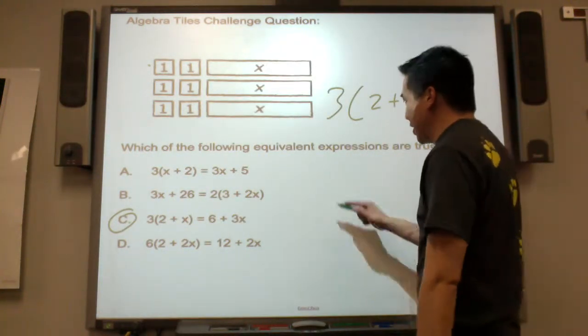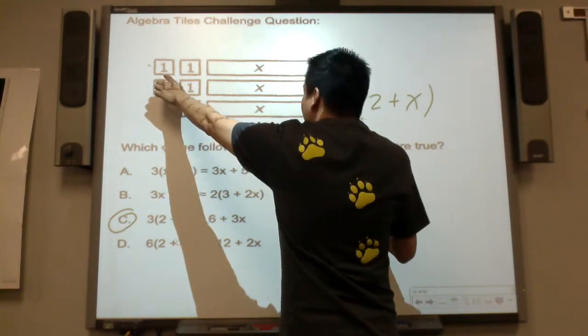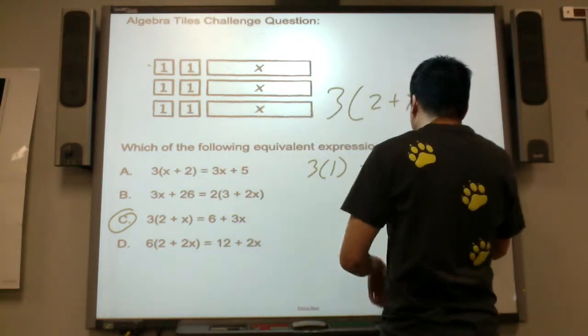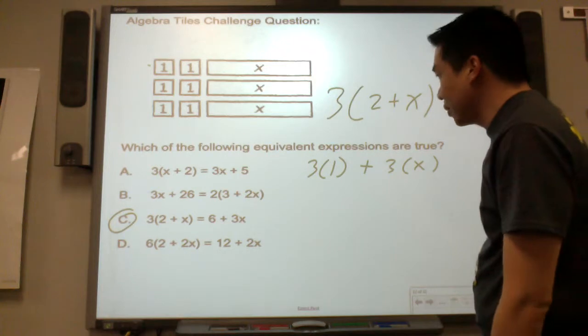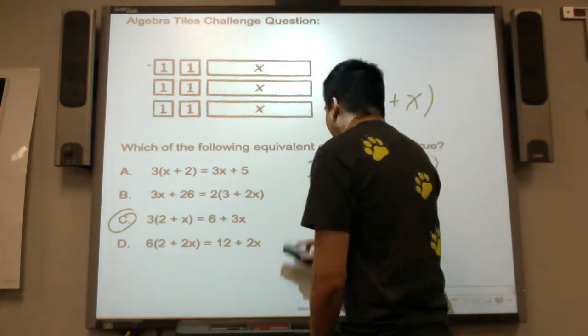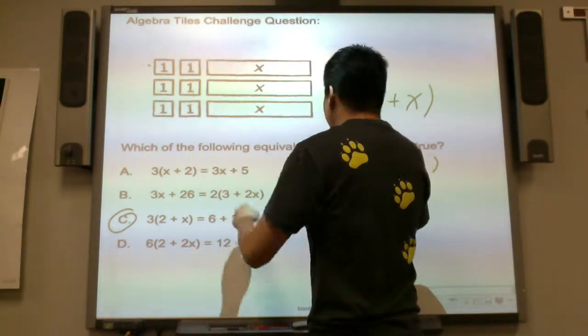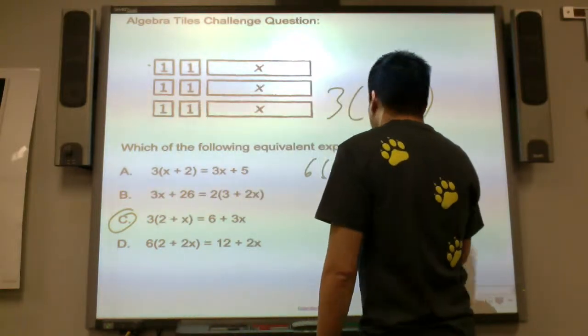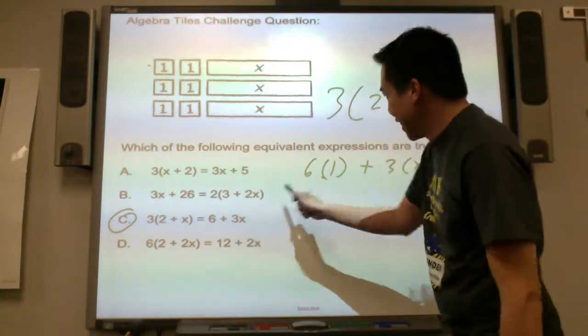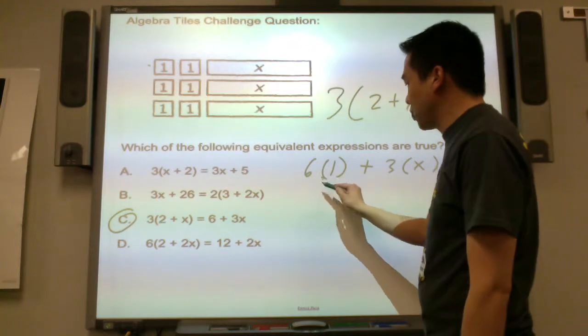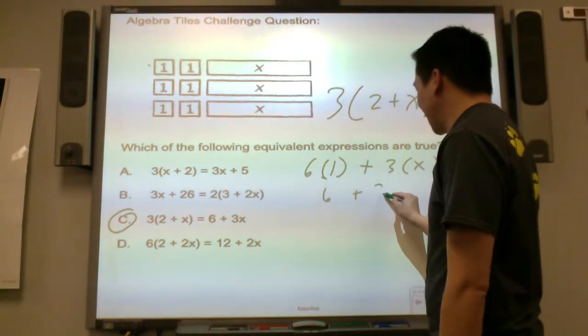Or another way you could say is I see 3 groups of 1 plus 3 groups of x's. Wait, stop. I see 6 groups of 1s plus 3 groups of x. Is that the same thing as this one? It is. 6 groups of 1 is 6. 3 groups of x is 3x.